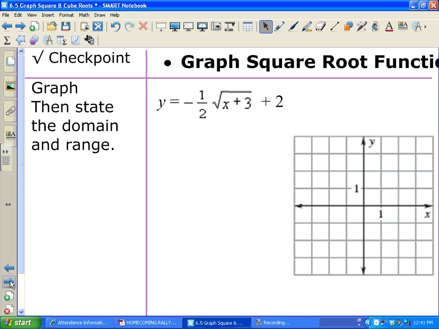I do expect you to do this problem on your green sheet with your checkpoints, and those to be turned in at the start of class. Pause the video, and then when you're ready to move forward, unpause it, please. Okay, you should have done that checkpoint. We're going to go ahead and move on to the next problem.